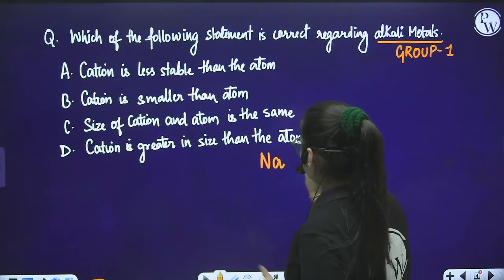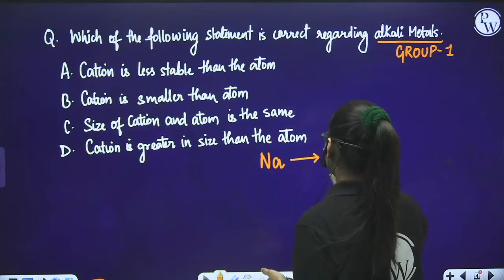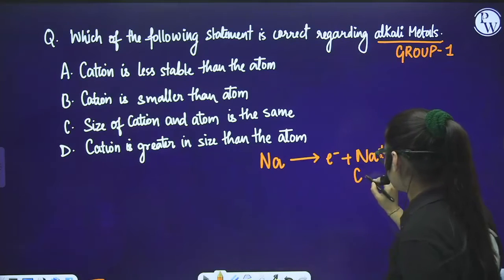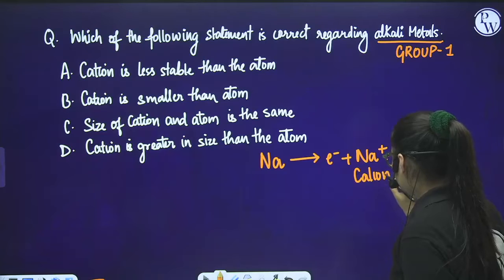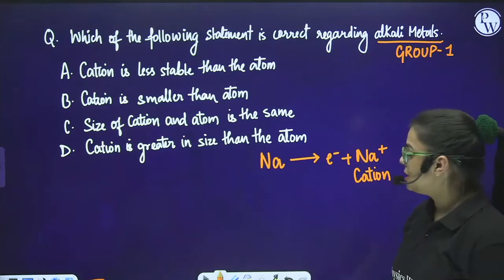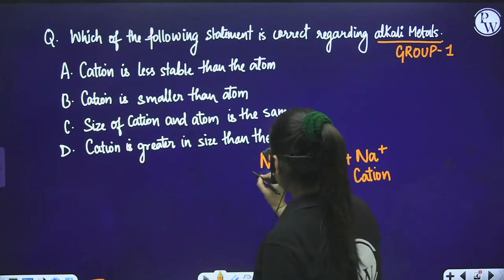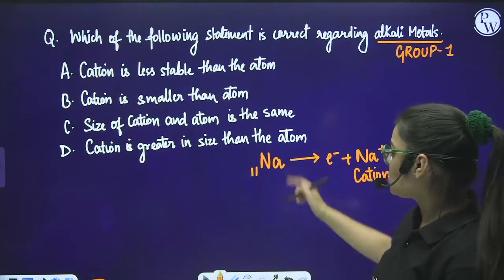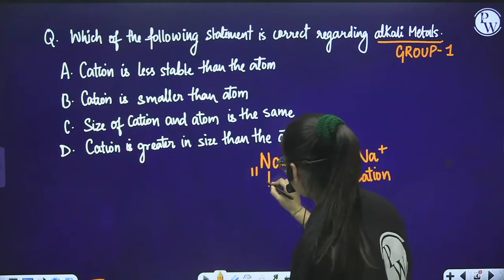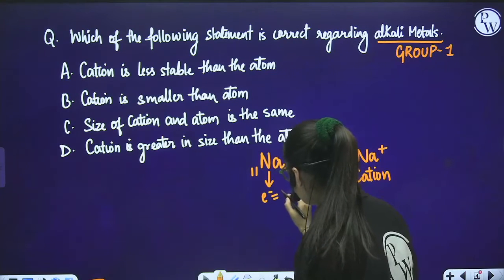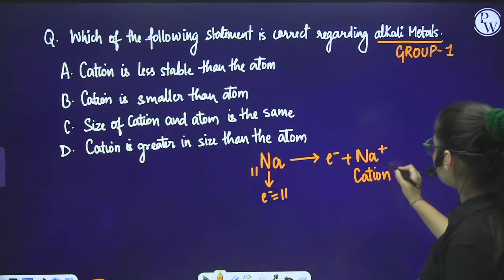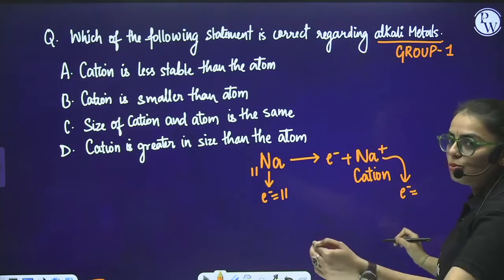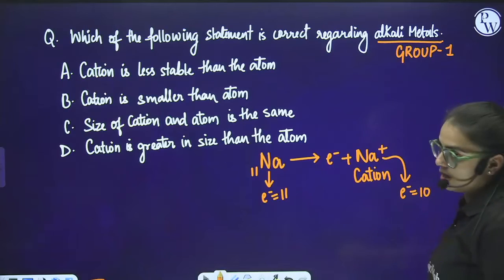Now sodium, basically how is it going to form a cation? When it liberates one electron, it will form a cation, that is Na positive. So this is basically the cation formation, how a cation is created. Now we very well know that sodium has atomic number 11. That means how many electrons are there? It is a neutral species, so it basically has 11 electrons, right? And in the case of Na positive, how many electrons are now left? When it loses one electron, it will be left with only 10 electrons, right?